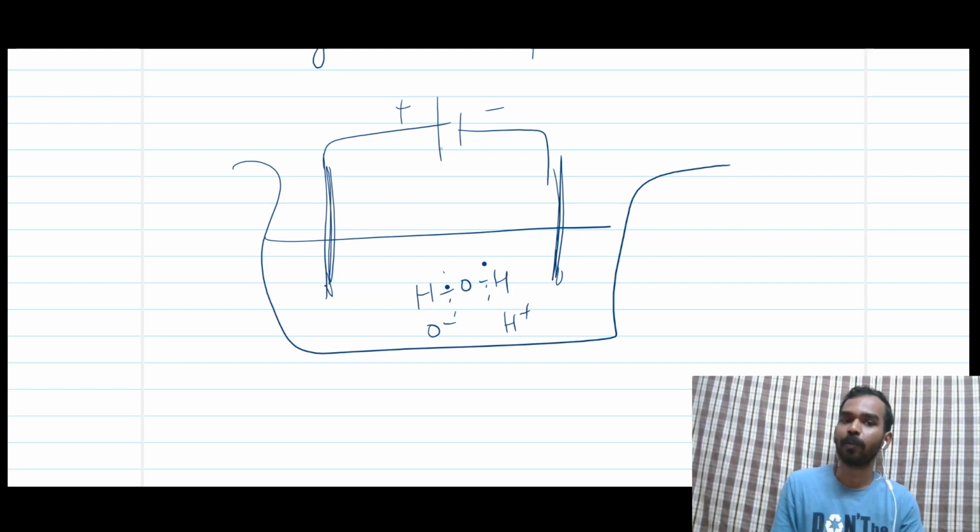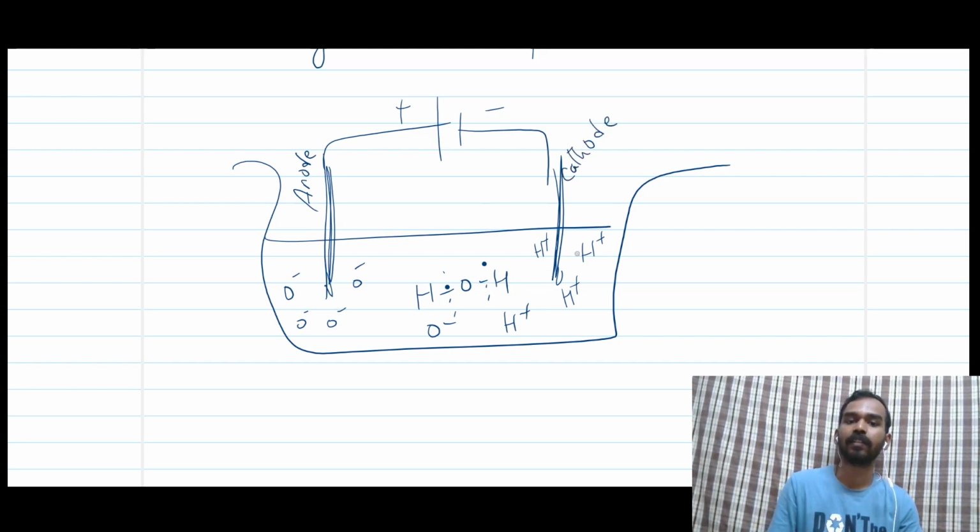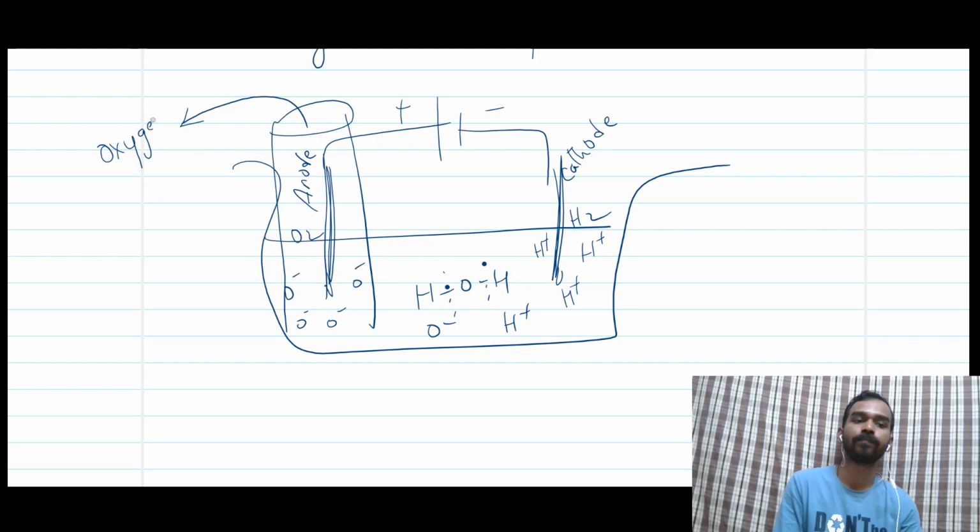So which will go here? This is plus, negative will go. So more of O minus will be here. This is negative, so more H plus will be here. Okay, so O minus is there, so this is anode. H plus is there, so this is cathode, and this will form hydrogen. These two will form oxygen. So you put a tube here and separately take out oxygen, and you put a tube here. So the electrode is inside a glass tube. So you take hydrogen gas.